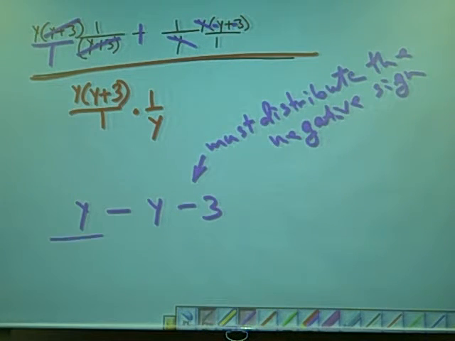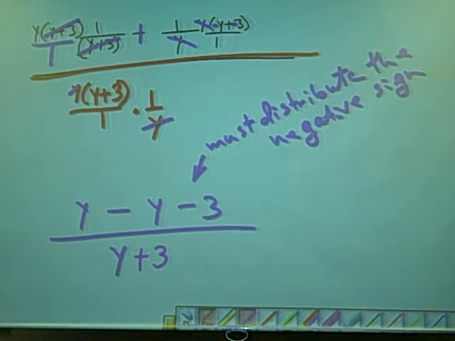Okay, you've got to watch out for that, because in some courses, this is one of the most missed questions in the whole course. Right there, that problem right there. All right, so here the y's cancel, and we're left with what in the denominator? Y plus 3, right? Is there anything else we can do to this?